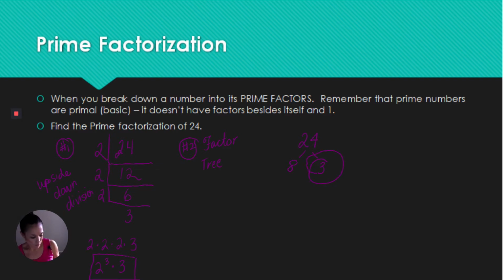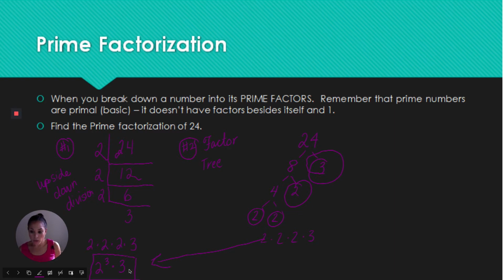Whoa. Okay, sorry about that. And 8, I think I'm going to do 2 times 4. 2 is a prime number, so I'm going to circle this one. And I can still break down this 4 into a 2 and a 2. Okay, so I have a 2, a 2, a 2, and a 3. And it's going to be the same thing. I want your answer to look just like this one. Okay, and then you can double check yourself.